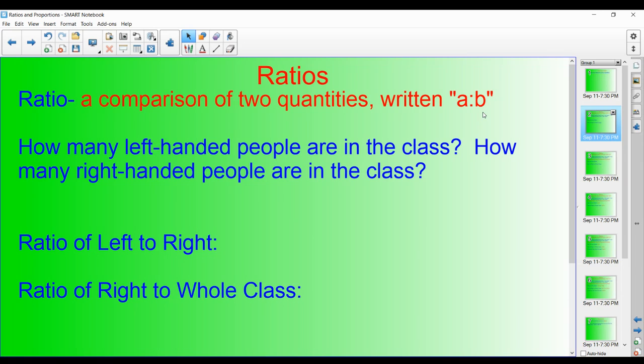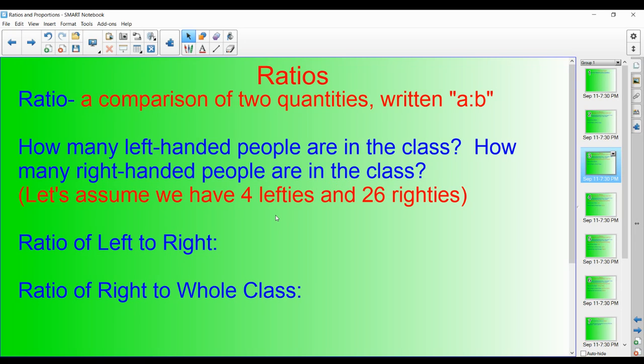So a ratio is a comparison of two quantities written with a colon in the middle, so A to B. So maybe we want to compare how many left-handed people in the class to how many right-handed people. Now let's take a random class where we have 4 lefties and 26 righties. The ratio of left to right would be 4 to 26. And the ratio of right-handed people to whole class would be, there's 30 in the whole class, so 26 right-handed people to 30 in the whole class.